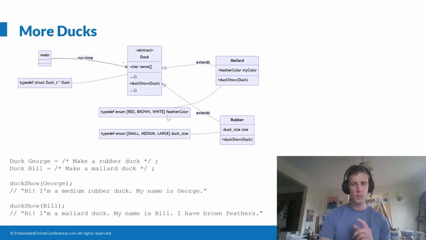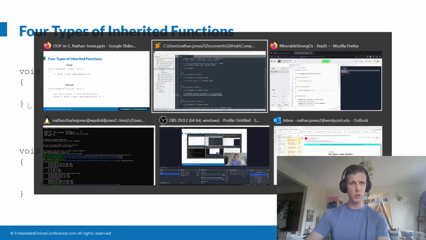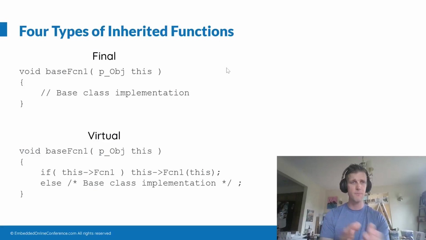I'm going to pause really quick to say that this gives us a couple of different types of inherited functions. We saw previously, maybe without realizing it, that an implementation that we might call final in C++ is just a base class with its own implementation. It doesn't check whether there's a function pointer in the structure. duck_quack is an example of that. This is a function that I don't want any derived classes to override, so there's just no spot in the structure for that function pointer. There's no check if it's there.